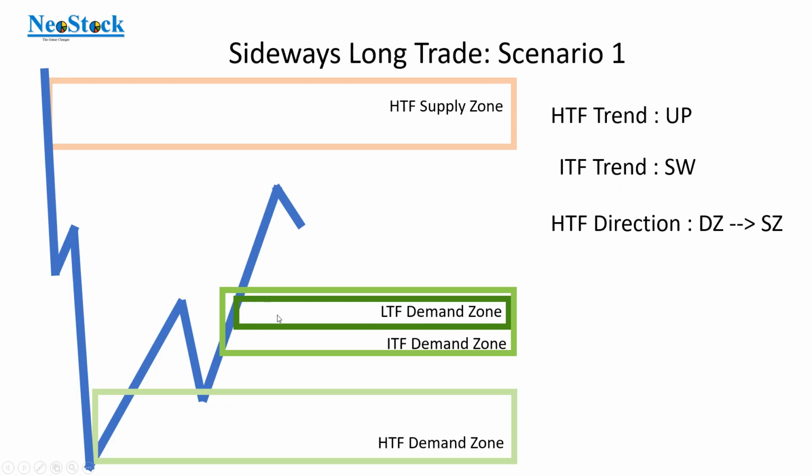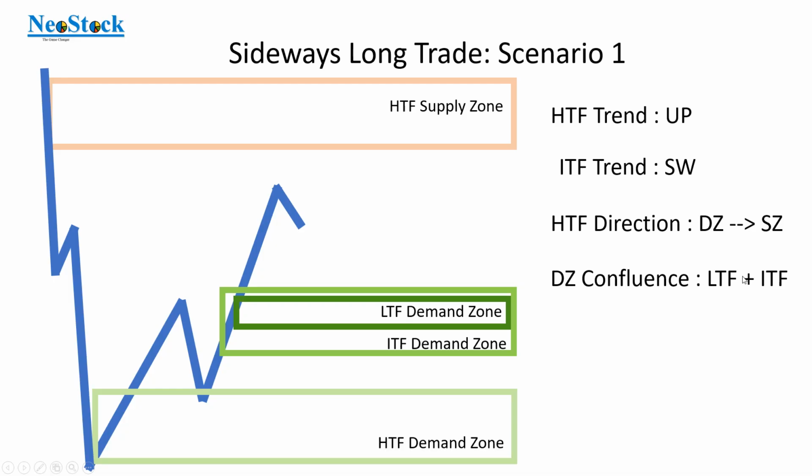It can be exactly inside the zone, or it can be at the proximal line of the ITF demand zone, it can overlap, or at the distal line of the ITF demand zone the LTF demand zone can also overlap. You already learned zone confluence rules in lesson 16. Okay, the rule is the demand zone confluence should always be ITF and LTF demand zone confluence. Both should overlap with each other. And this is a mandatory rule for all the scenarios.